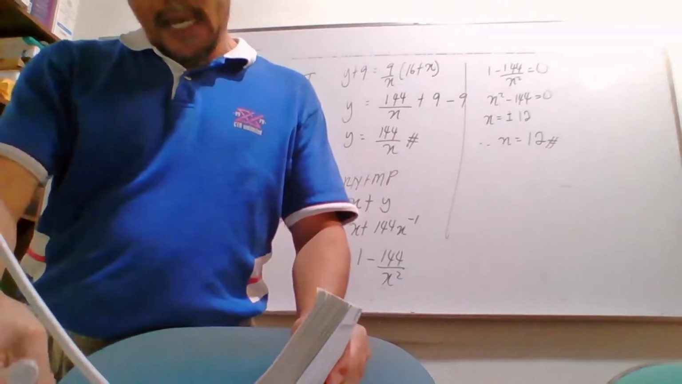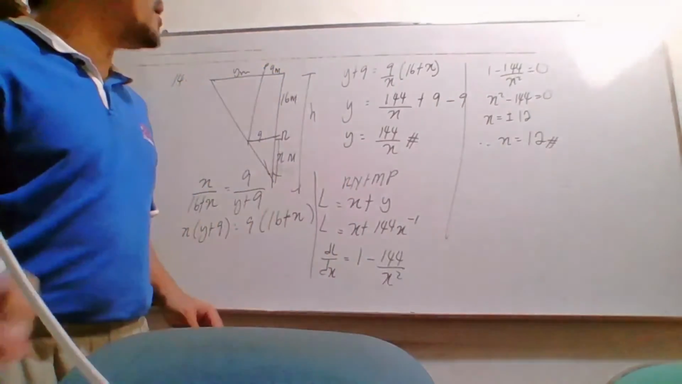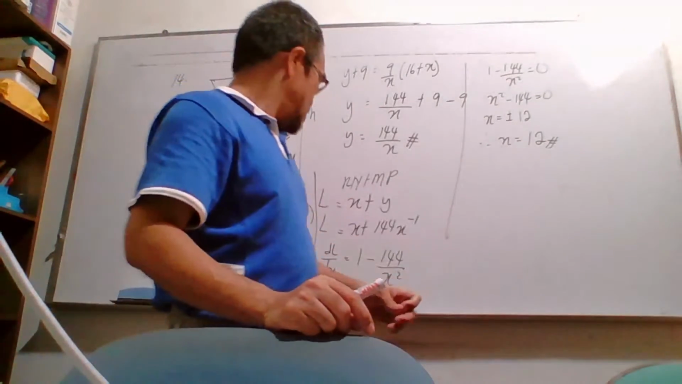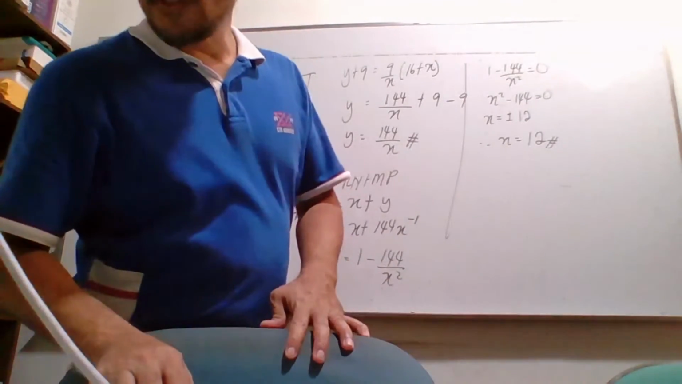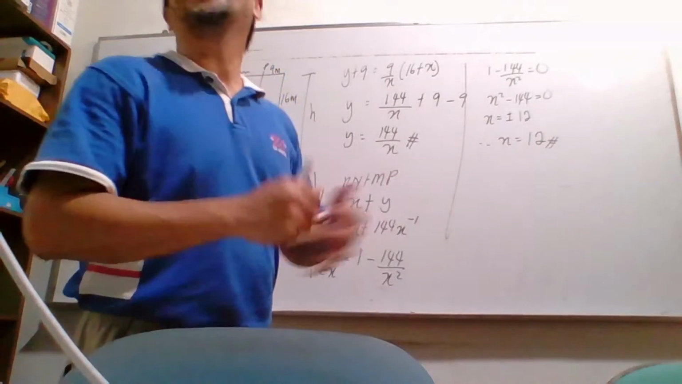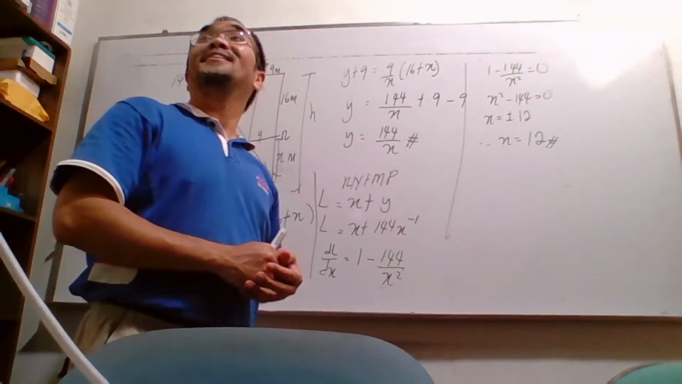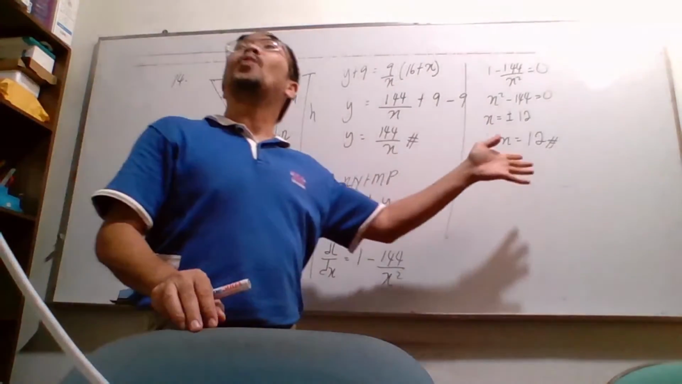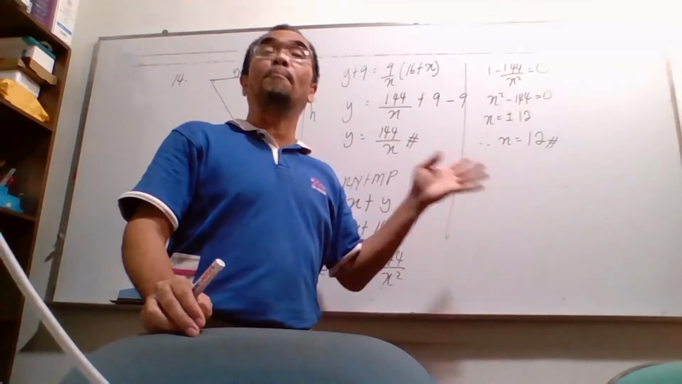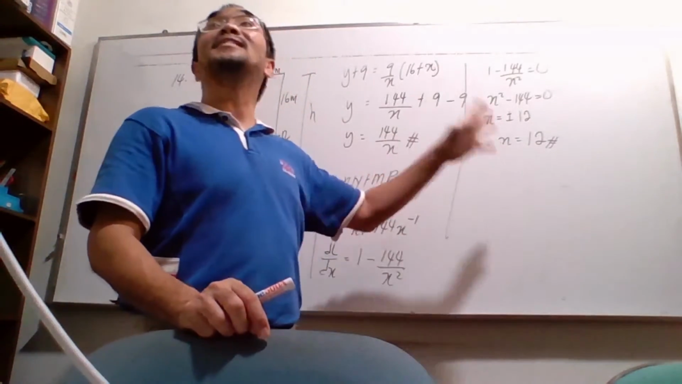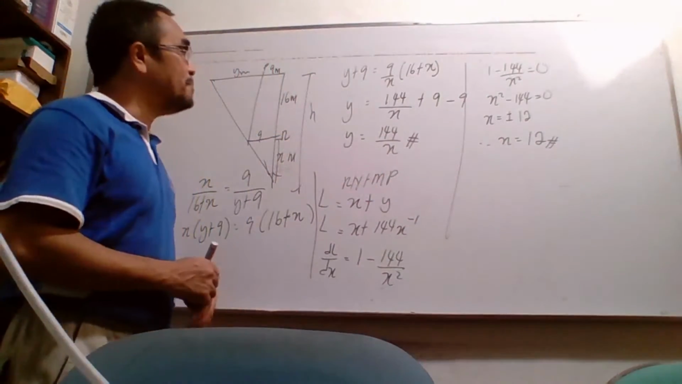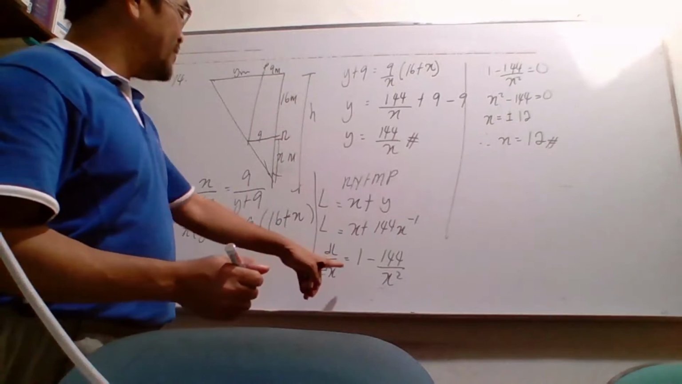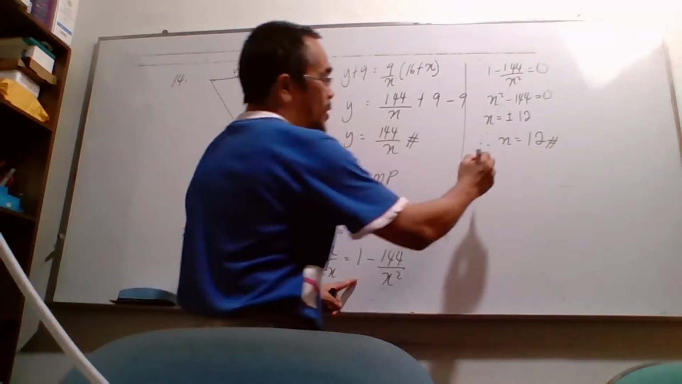So therefore x is 12. And what's the answer given? x is 12. And that's it. Okay. There is one thing missing because I have not proved that the answer is a minimum. So I need to differentiate again.